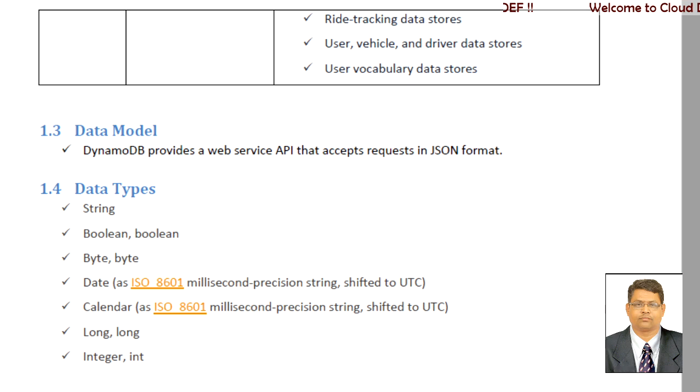Document data types. List, each list can be used to store an ordered list of attributes of different data types. Map, each map can be used to store an unordered list of key/value pairs. 1.5 Primary key.